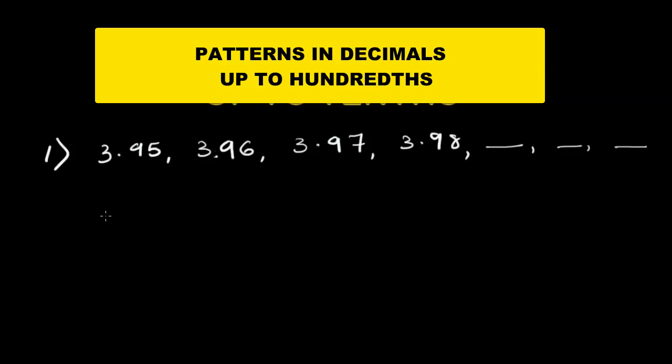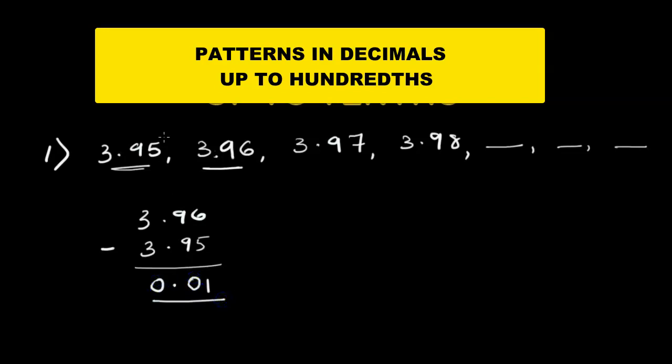To do so, we have to take the second number in the pattern, that is 3.96, and subtract the first number in the pattern from it. When we do that, we see 6 minus 5 is 1, 9 minus 9 is 0, 3 minus 3 is 0. And we see that the pattern is going up by 0.01 because 96 is bigger than 95. So that means you add 0.01 to 3.95 to get 3.96.